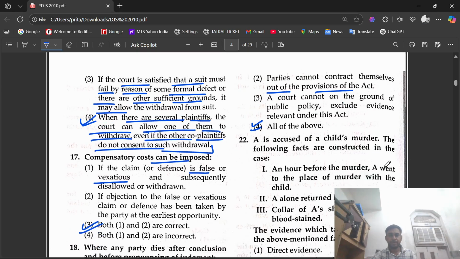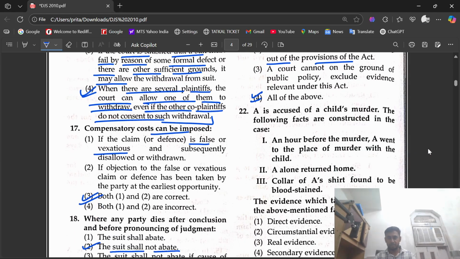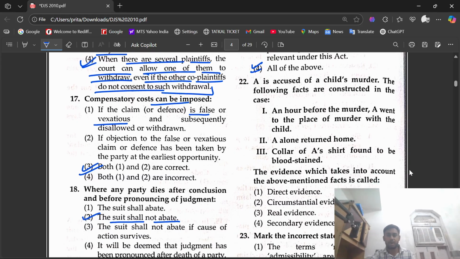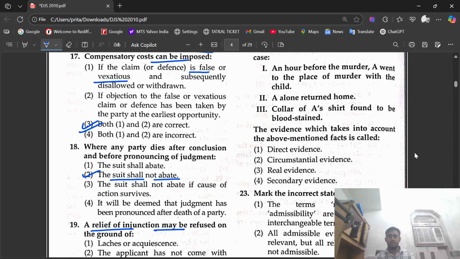Question number 22. A is accused of a child's murder. The following facts are construed in the case. First, an hour before the murder, A went to the place of murder with the child. Second, A alone returned home. Third, collar of A's shirt found to be blood stained. The evidence which takes into account the above mentioned facts is called circumstantial evidence. Circumstantial evidence.